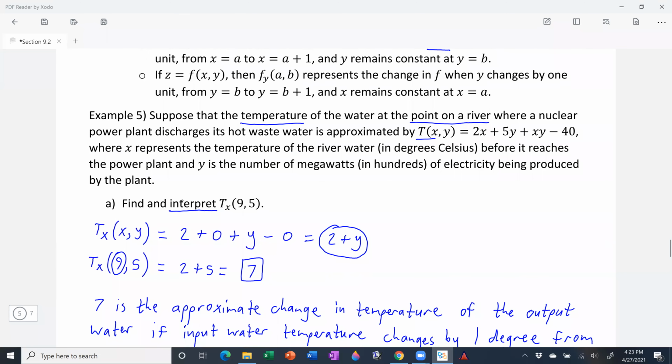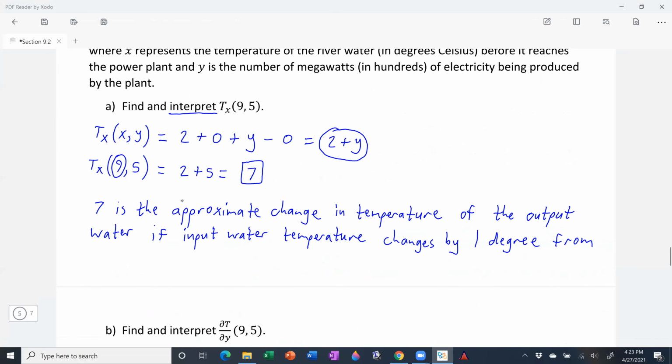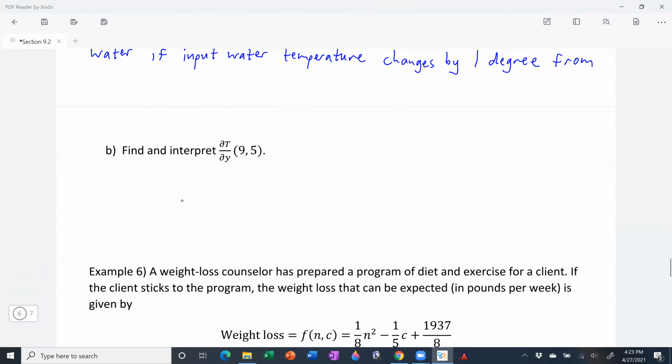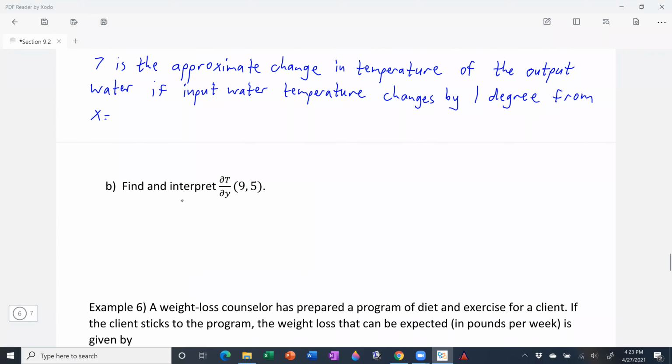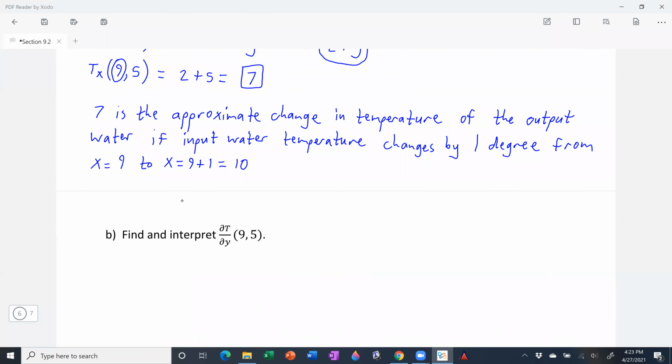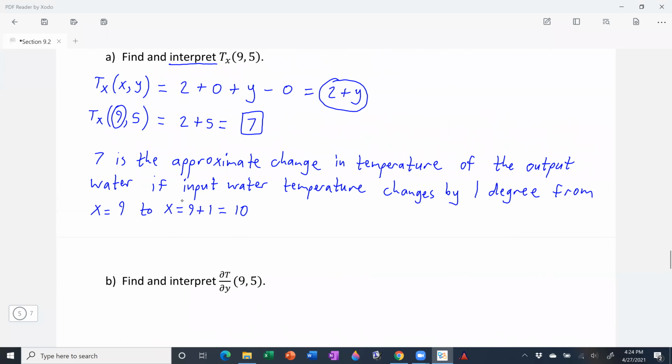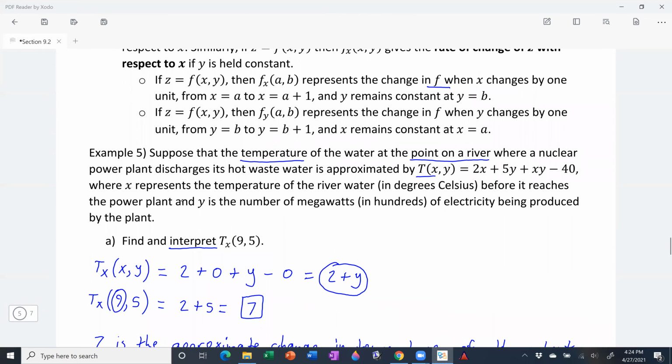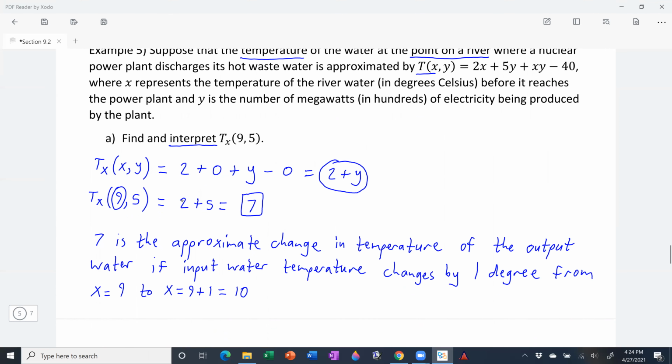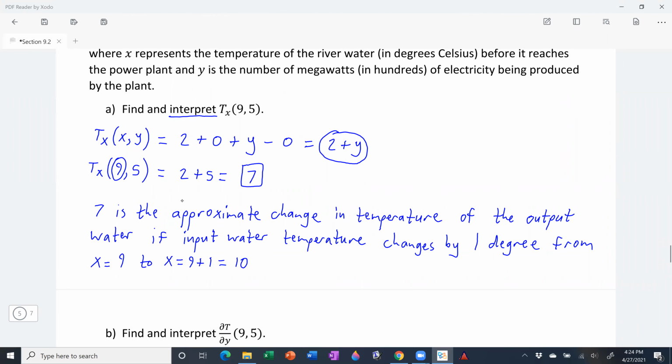So we have X representing the temperature of the river water before it reaches the power plant. So if the input water temperature changes by 1 degree from X equals 9 to X equals 9 plus 1, which is 10. This is where I really want to focus: we're plugging in A right here, but we're plugging in 9 in this case. We're changing from A to A plus 1, so from 9 to 9 plus 1, and that equals 10.